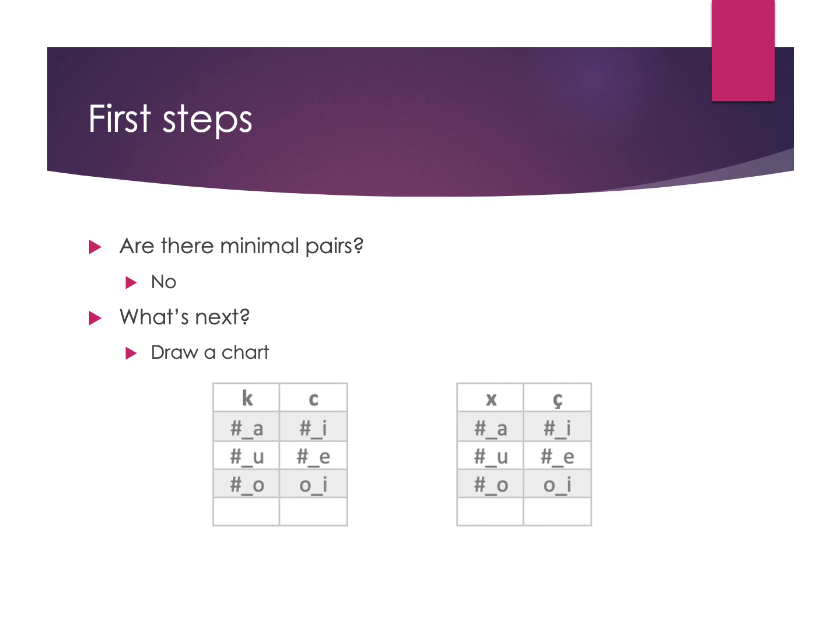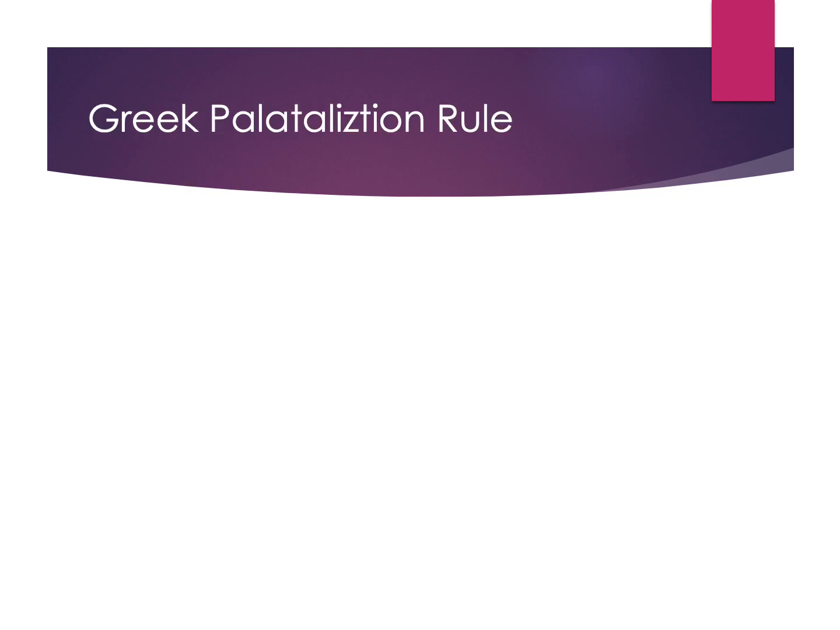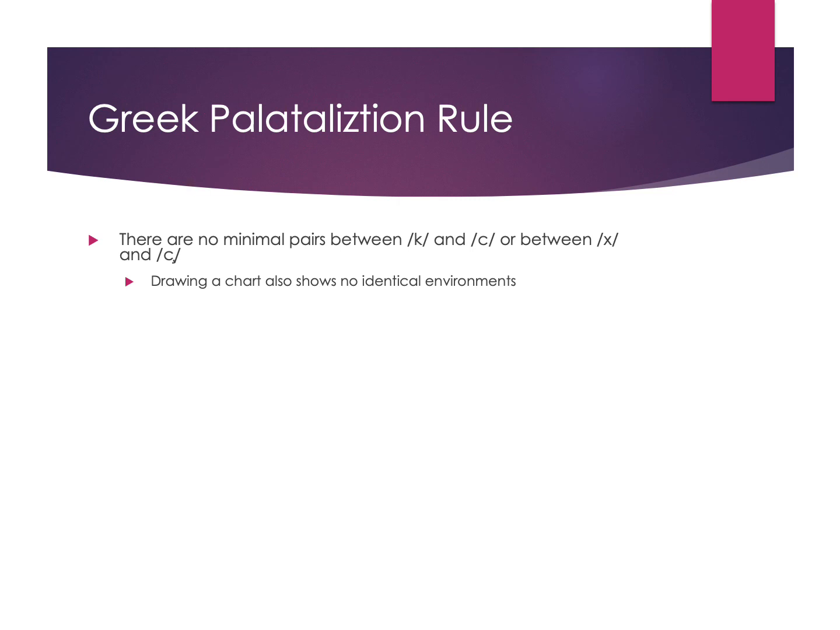So if the next step is to look for identical environments on both sides of the chart, we're looking at one chart at a time. You'll notice that the left column, K, never has the exact same environment as the right column, C. Same thing with our other chart. So this tells us that we have allophones, and now we need to figure out a pattern of where we're finding these sounds. So as we try to come up with a rule that's going to explain this, we know there's no minimal pairs, and we know that drawing a chart, there's no identical environments.